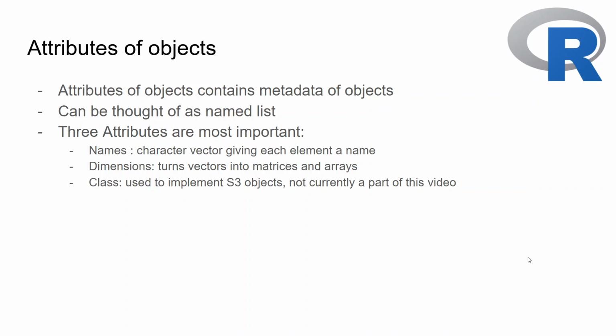And finally, attributes of objects. Attributes of objects contain metadata. They can be thought of as a named list. There are three attributes that are most important: names, dimension, and class. Don't worry about this just yet. We'll cover it when we code it out.